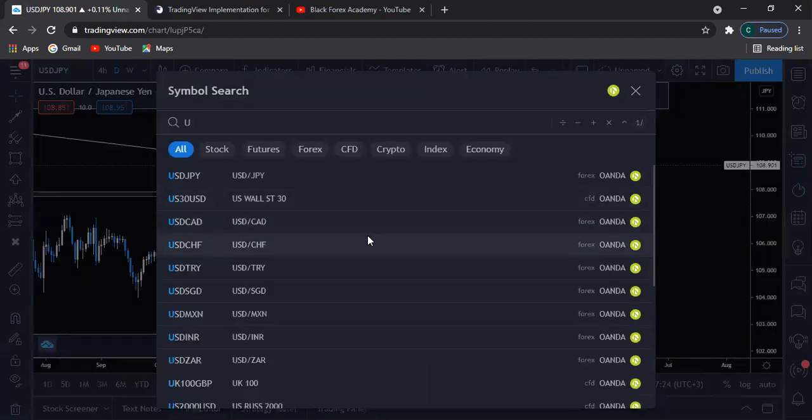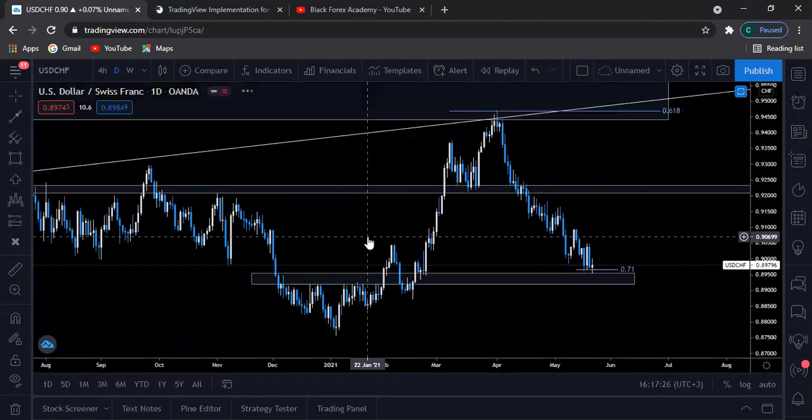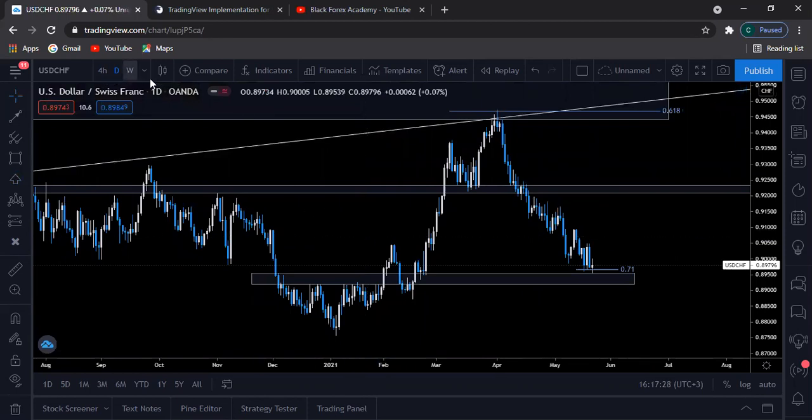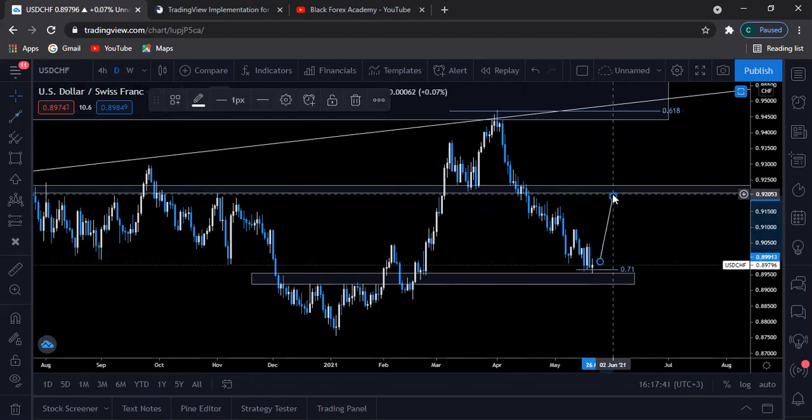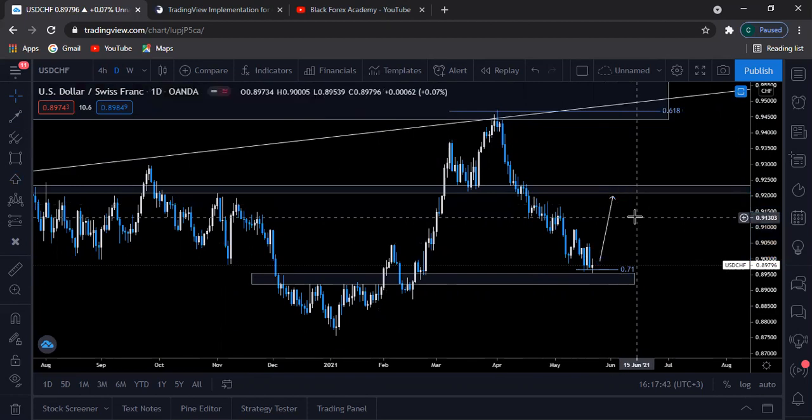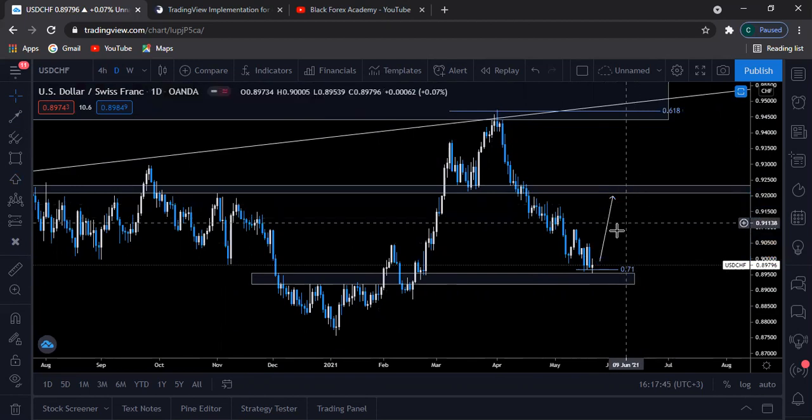So we do have USDCHF. USDCHF prices closed on the daily on Friday with a doji on the 0.71 Fibonacci key level and on a resistance zone, on a support zone, excuse me. So what I'll be expecting to see is prices push up until around here, 0.92, and that's the move I'll be expecting to see right now in USDCHF.